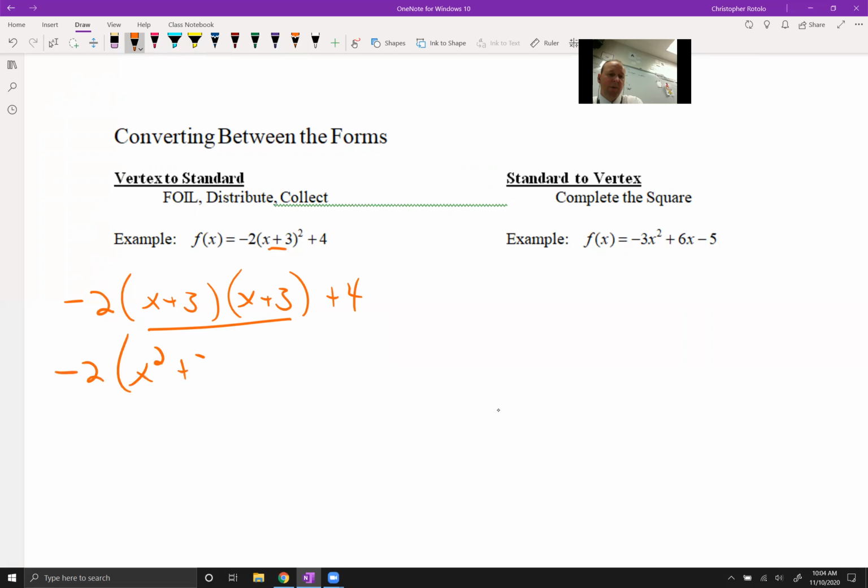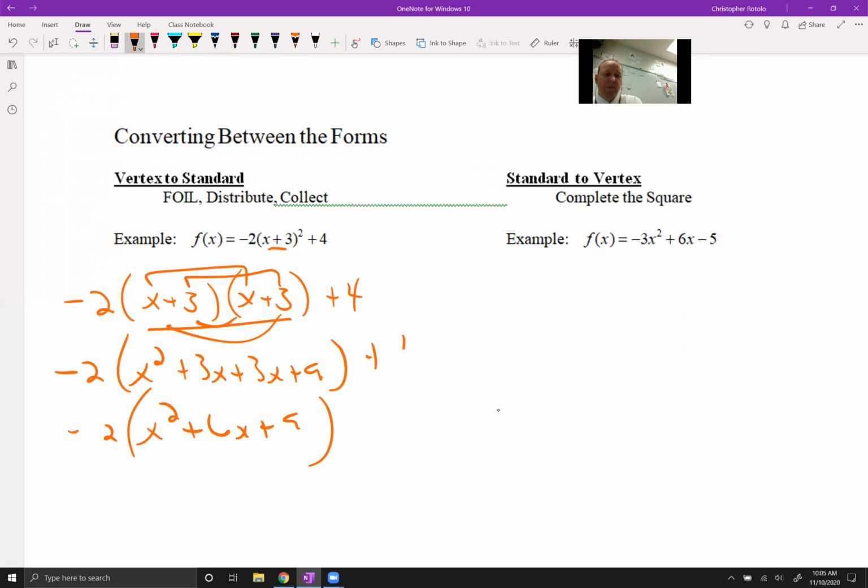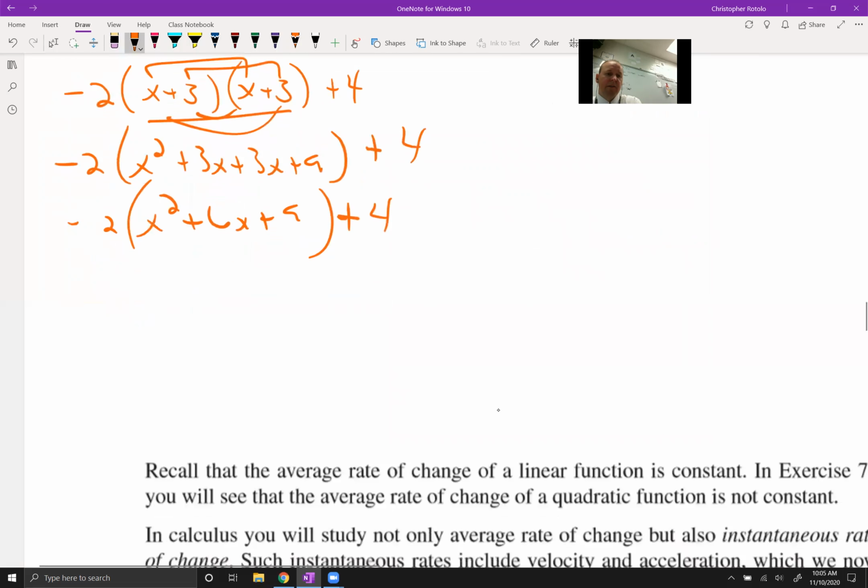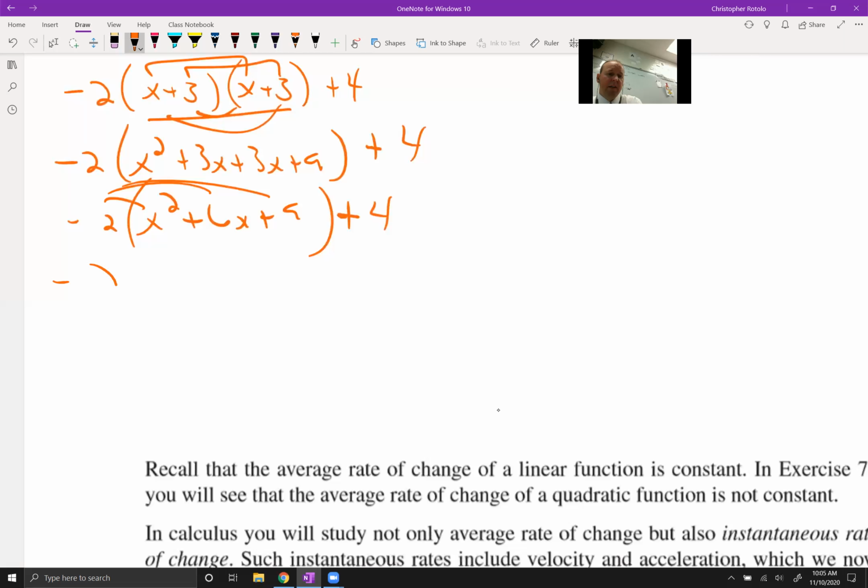So I get x squared plus 3x plus 3x plus 9, right? Because you have first, outside, inside, and last. So I get x squared plus 6x plus 9. We're going to multiply it by -2. I am not forgetting about my plus 4. It looks like I easily could, and I've seen it happen. All right, -2x squared minus 12x minus 18 plus 4, -2x squared minus 12x minus 14.